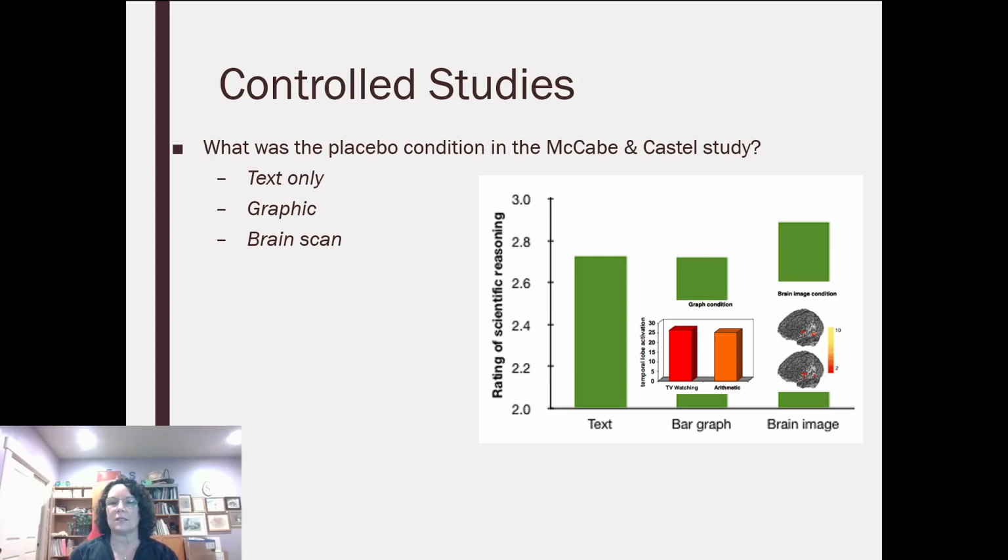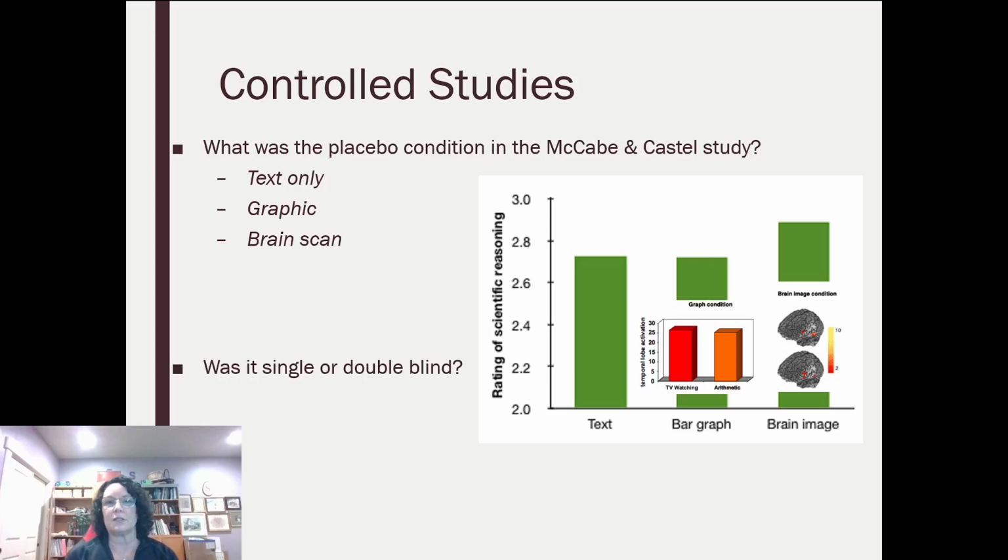Okay, I would say that the placebo condition would be the bar graph, because we want to give them something visual, but not a brain scan. And so a bar graph would serve that purpose. The text is probably just what we would call control condition. It's not getting a placebo, it's just getting a control. So you've got a control condition called text. The information's there. We have a placebo control condition where we give something visual in addition to the text that's not a brain scan. And then we have the experimental condition, which is the brain scan.